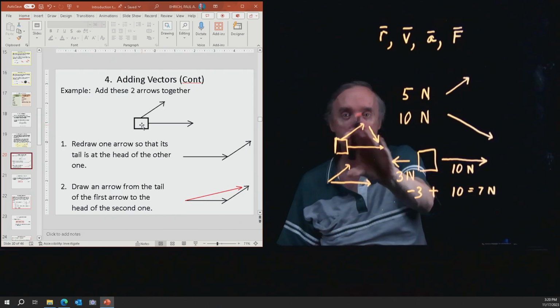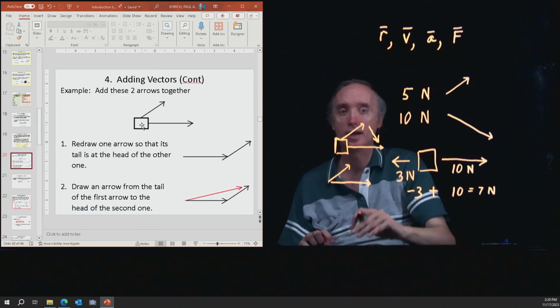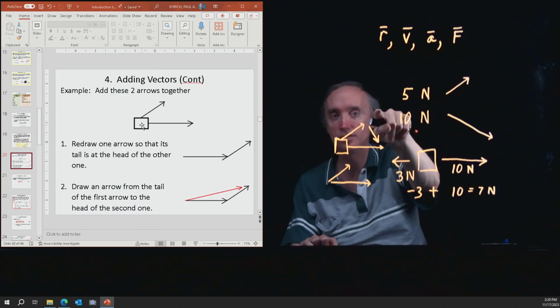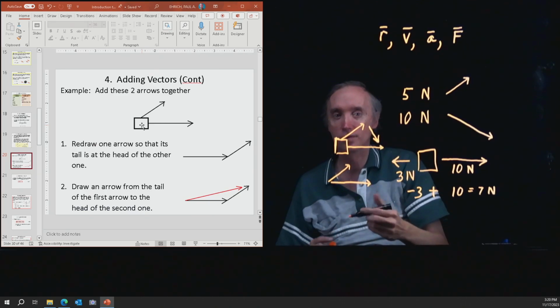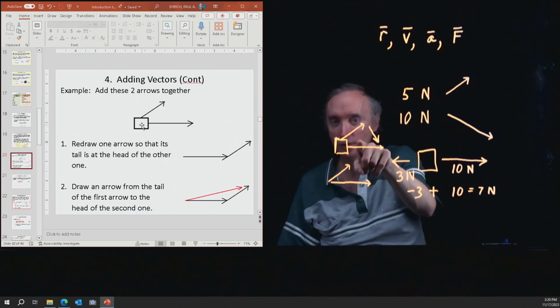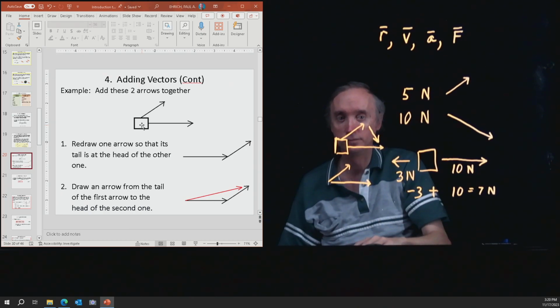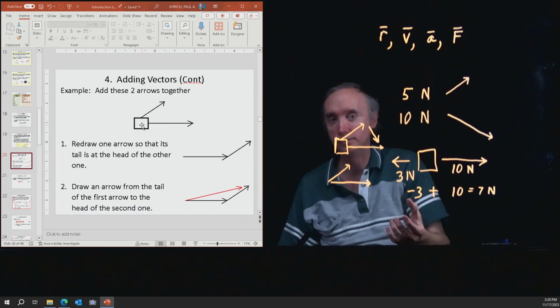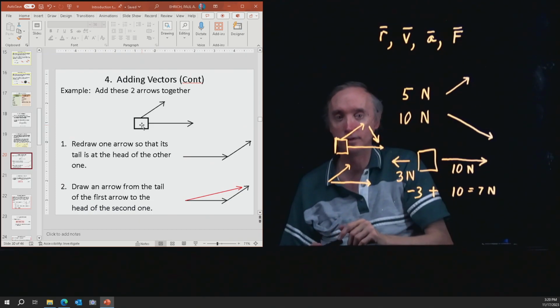Now remember, you can always move them. So you can move them anywhere that you want on your piece of paper, as long as you don't change the direction and you don't change the length of the arrow. So this is where the ruler and the protractor come into play. So notice I put the head of one of those arrows at the tail of the other arrow, and then it makes a big conga line, and then you go from where you start to where you end, and then that's the red arrow. Okay, so can you do that?